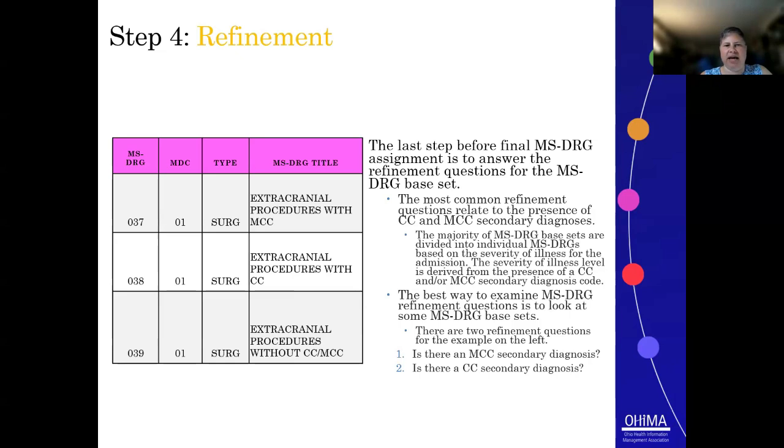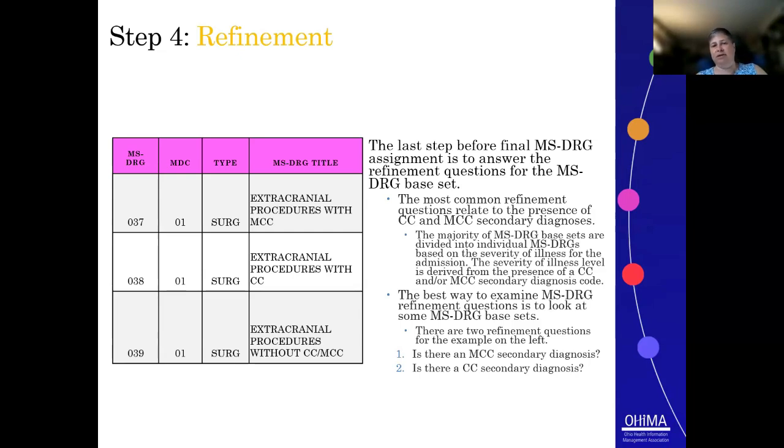This base DRG, extracranial procedures, is divided into 3 severity levels. And our lowest severity level is MS-DRG 39. It's extracranial procedures without CC or MCC. So our first refinement question is, is there an MCC secondary diagnosis? And if the answer is yes, then the case is assigned to MS-DRG 37. And then the process stops.